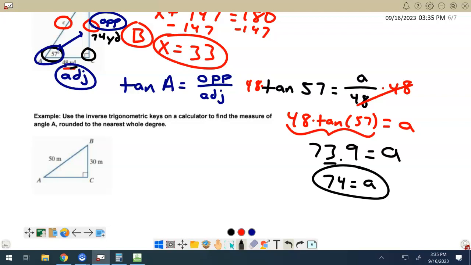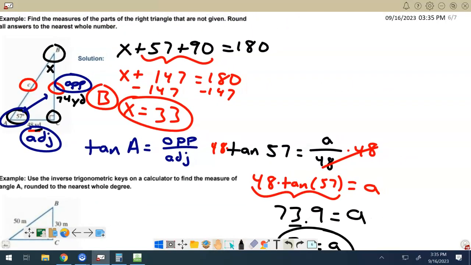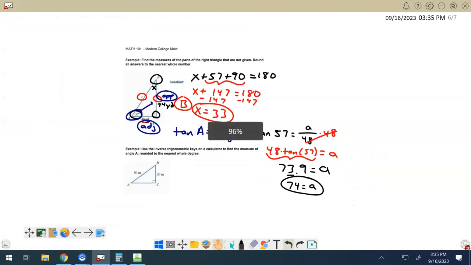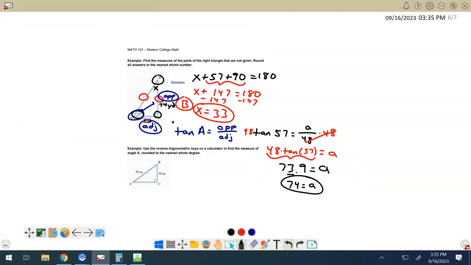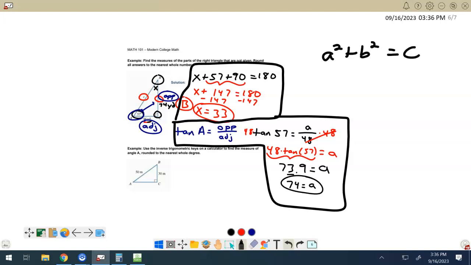Now we can calculate the hypotenuse using the Pythagorean theorem, right? So let's go ahead and do that up here. And I'm going to try to zoom out so we can get a helicopter view of everything that we've done. And maybe I'll organize this a little better for you, right? So here was the work we did to find angle B. Here's the work we did to find side A. And now to find side C, we will use the Pythagorean theorem. A squared plus B squared equals C squared.